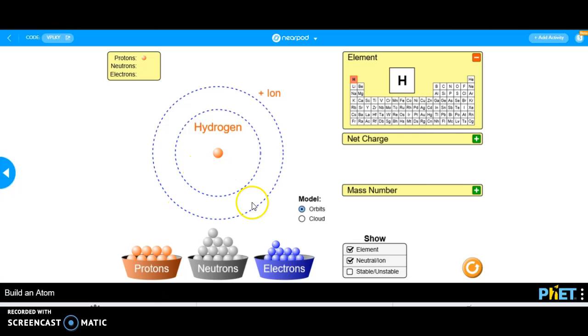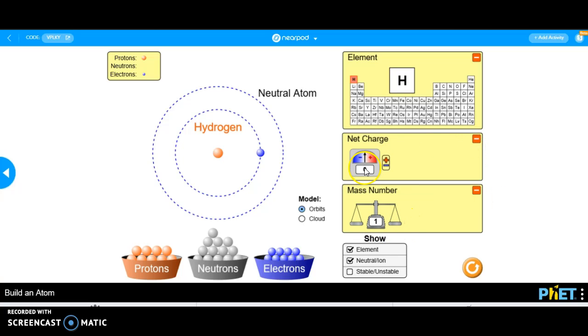But if we have a proton, we must have an electron. So we add that over. So the mass number equals 1, and the net charge is 0, so that means we have a neutral atom.